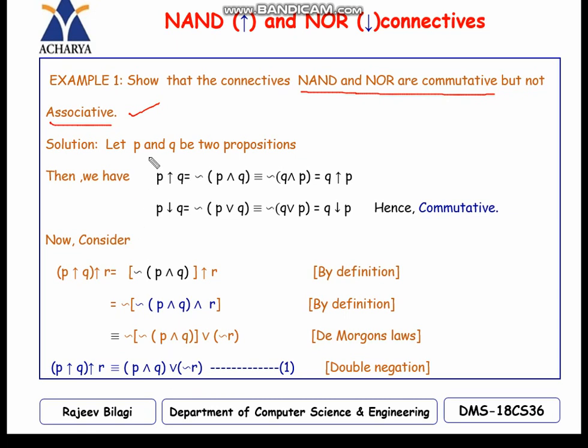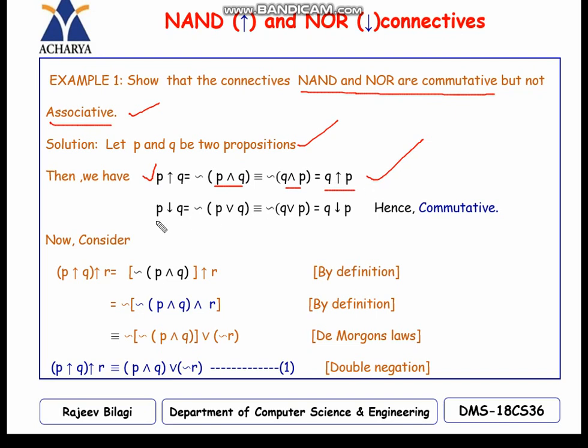Let us consider P and Q to be two different propositions. Now I can write P NAND Q as negation of (P and Q). If I apply the commutative law here, I can write negation of (Q and P), which is Q NAND P. So I am getting the same result. So P NAND Q is the same as Q NAND P.